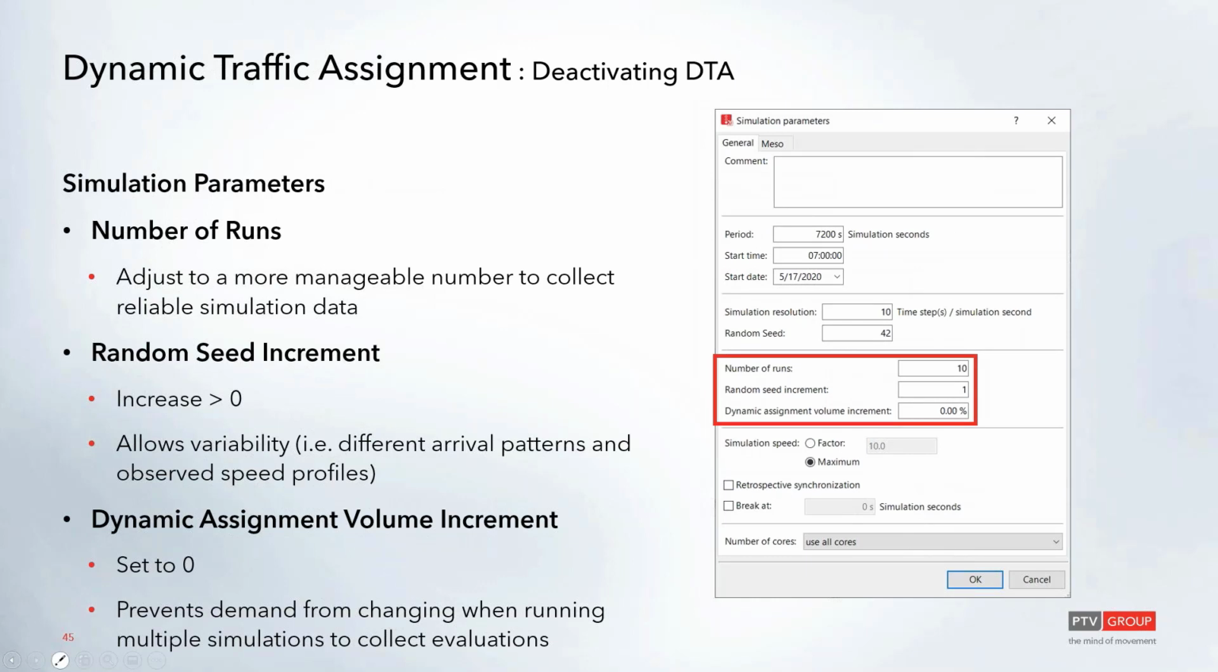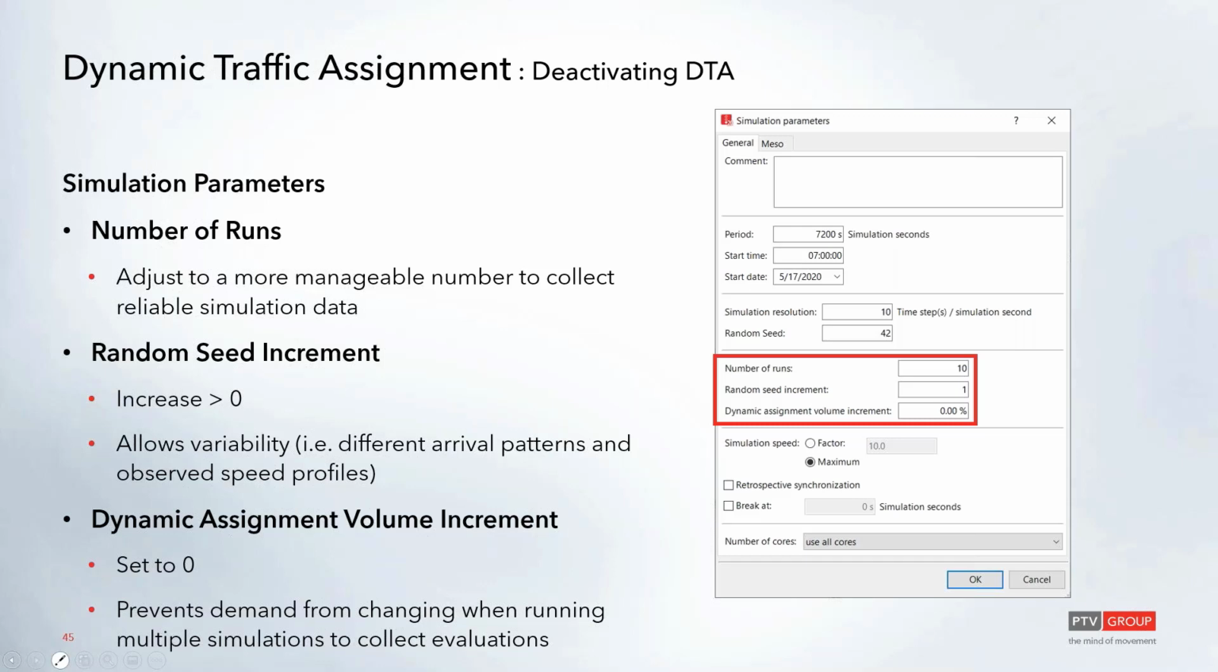And then on the simulation parameter side, we're just going to want to go back and change that number of runs to a more manageable number to collect reliable simulation data. So this is typically something between 10 to 20 runs. And then we can also increase that random seed increment, and that way runs will be changing their seed for each iteration, which will allow for that variability to happen again, where vehicles will arrive in different patterns and pick up different speed profiles.